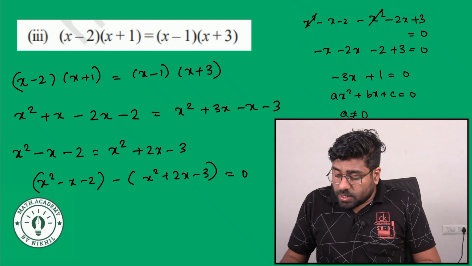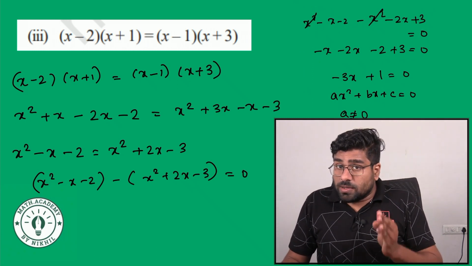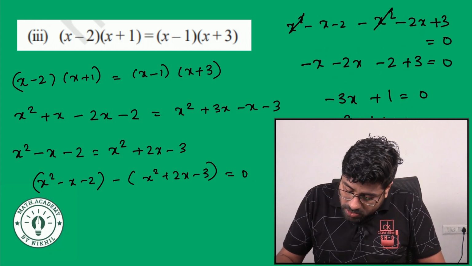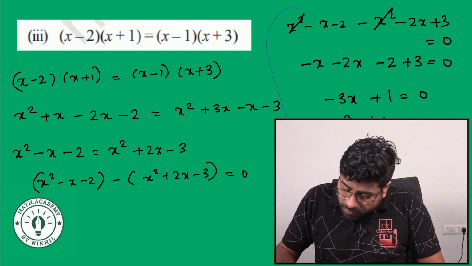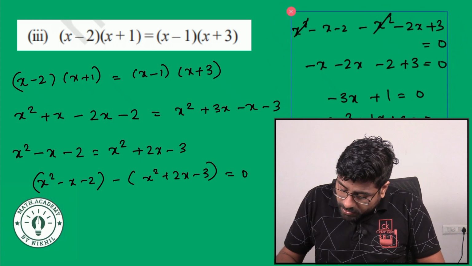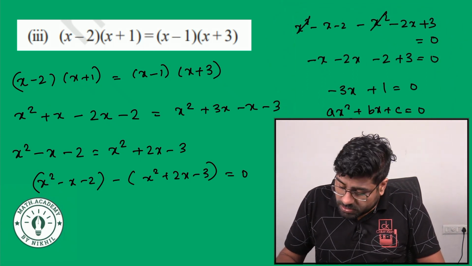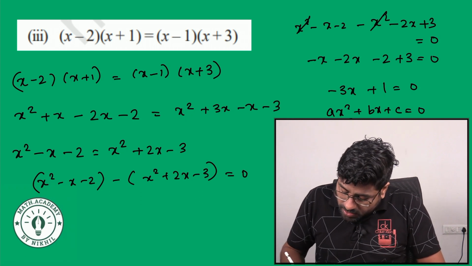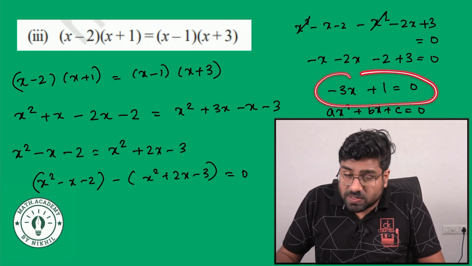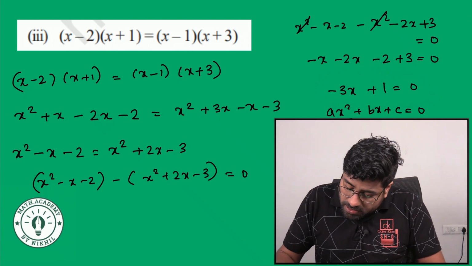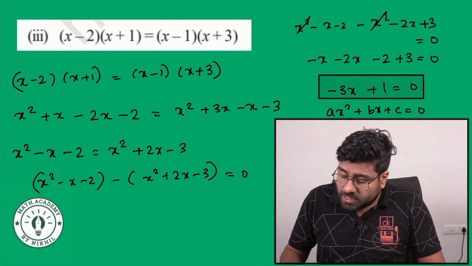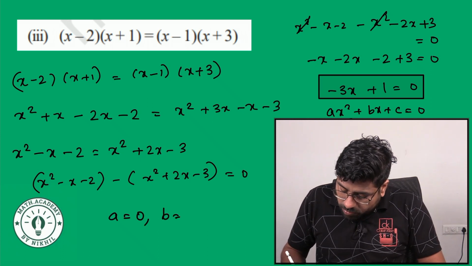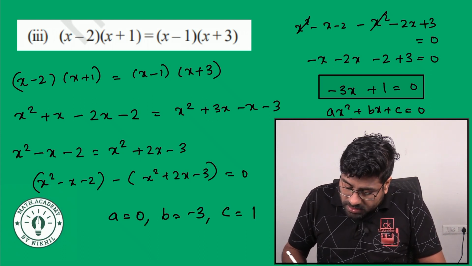But here, when you are listing down the values of a, b and c, the value of a becomes equal to 0. Let me bring it back to the forefront. Yes, this is going to be your expression. In this final expression that we got, a is equal to 0, b is equal to minus 3 and c is equal to 1.